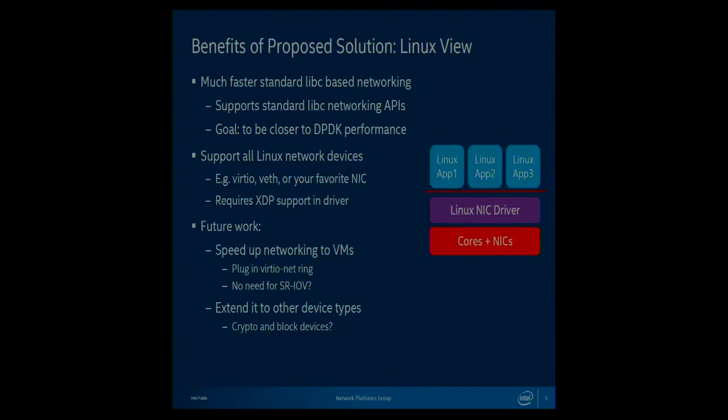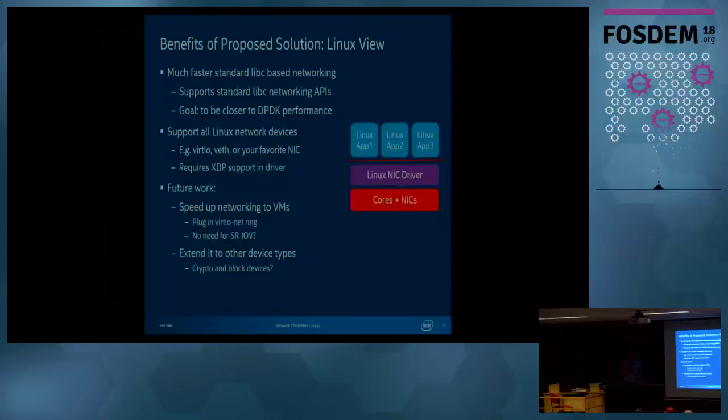All right, so from a Linux perspective, why is this good? Well, we get a new socket layer that's fast, and we're hoping to be closer to DPDK. You get out-of-the-box support for all network devices that are already there in Linux. So Linux supports a whole lot of devices.